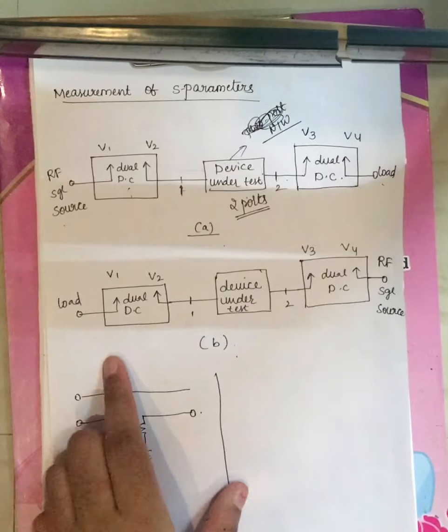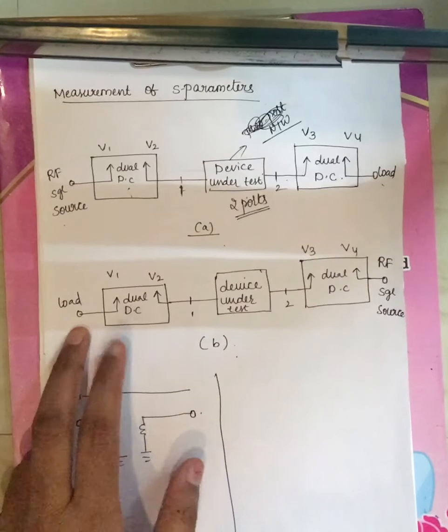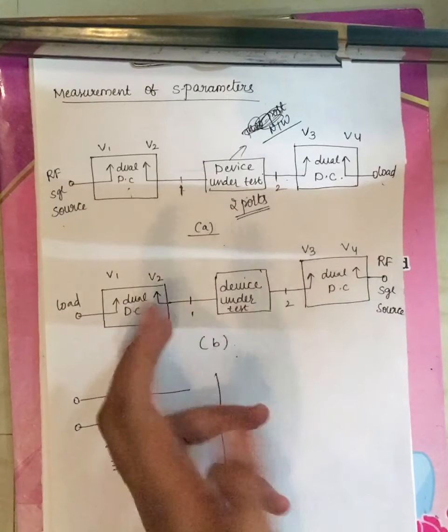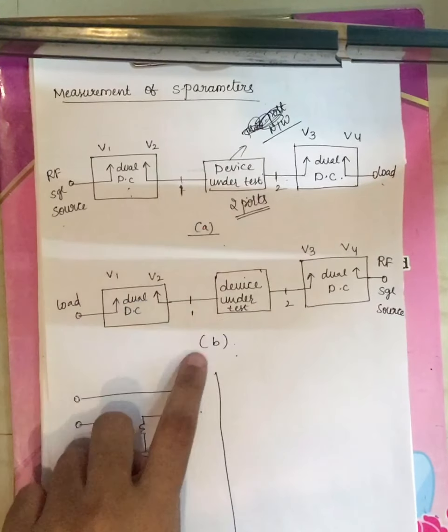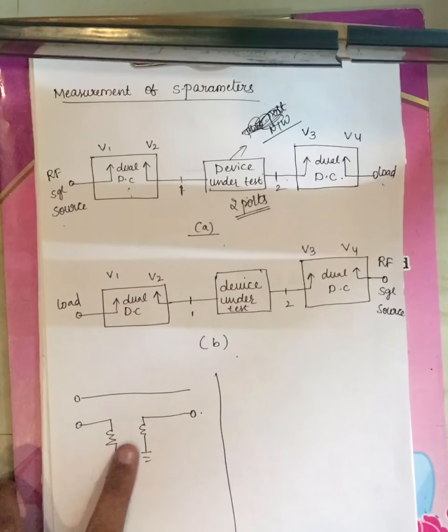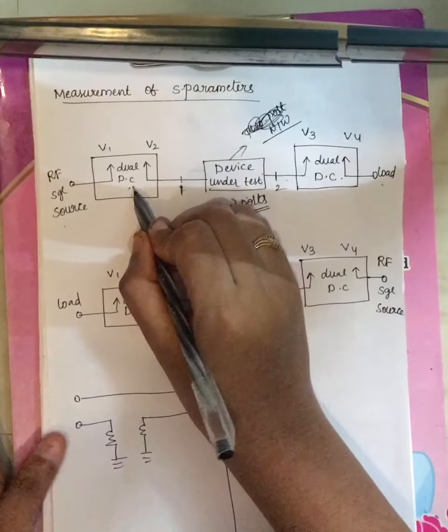Now coming to setup B, the first dual DC is connected to the load, and these two are interchanged. If I compare setup A with setup B, the RF signal source and the load are interchanged with each other. Now as I have said, dual DC.